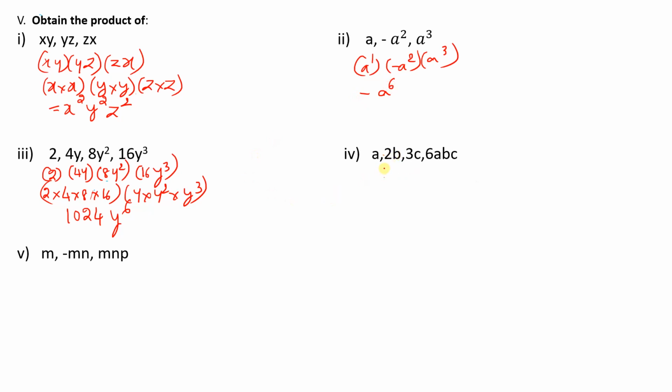This one, a into 2b into 3c into 6abc. So the thing is, where nothing is written we will consider it as 1. 1 into 2 into 3 into 6. So this is the product of coefficients of all the terms.